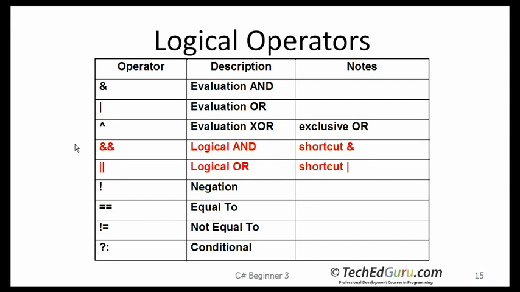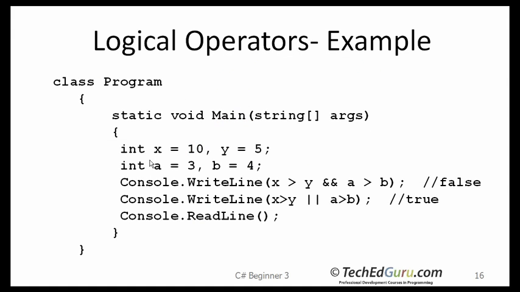The next one is the list of logical operators. I'm going to be focusing on two of them, the AND and the OR operators. Look at this example. We got X, Y, A, B, etc. And the question that I want to ask is X greater than Y and at the same time A greater than B? That would be the statement. X greater than Y and A greater than B. That's a false statement. What if I ask the question, is X greater than Y or A greater than B? Then that statement is a true statement.